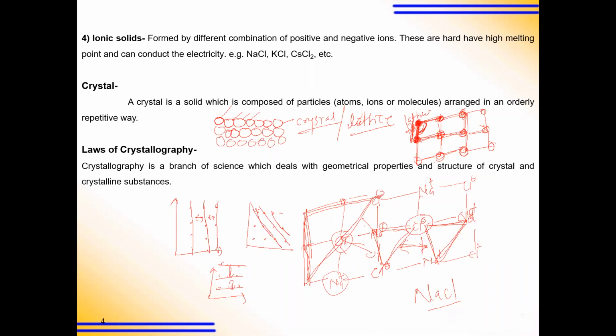This one, right? This is the plane. So each and every plane is present at equidistance. So this is called the lattice plane.